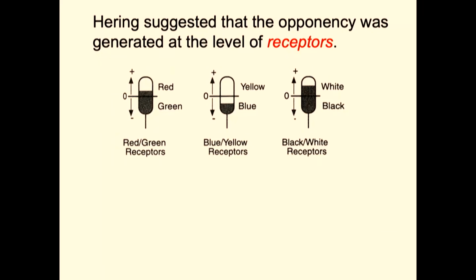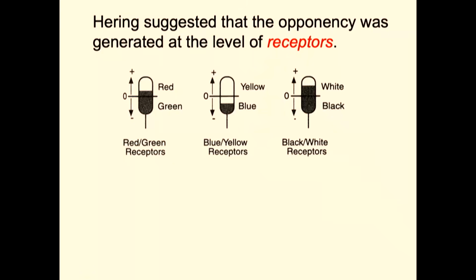It wasn't the case that there were these 3 receptor types. He thought that there were these opponent receptors, something that was measuring the difference between red and green and the difference between yellow and blue and the difference between white and black. Okay. And so there were all these vigorous arguments about that. Nowadays, as is sometimes the case with these debates, we believe that both parties were correct.